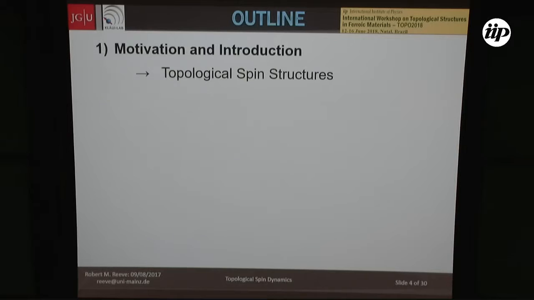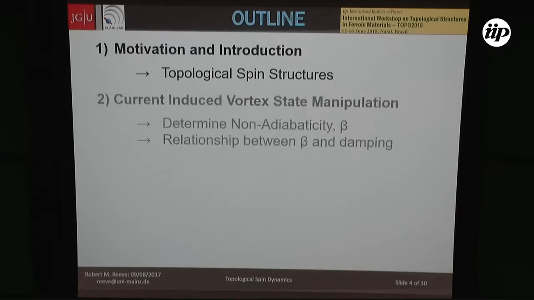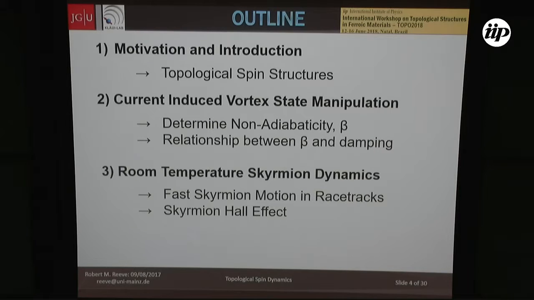So here is the outline of my talk. So that's it for the introduction. The main talk will now be in two parts. In the first part, I'll be talking about vortex state manipulation using currents, and in particular how through that we can determine some of the important dynamic parameters for the system, namely the non-adiabaticity beta and its relationship to the damping alpha. And then in the second part, I'll move on to magnetic skyrmions and how we are able to move skyrmions in racetracks, and then also some of our recent results on imaging the skyrmion Hall effect. And then I'll finish up with some conclusions.